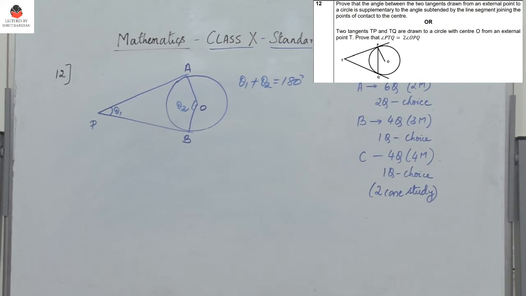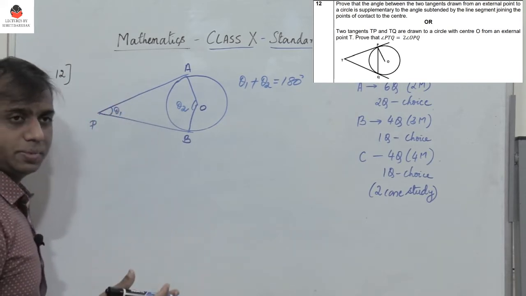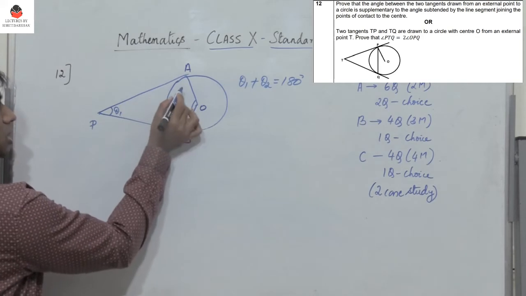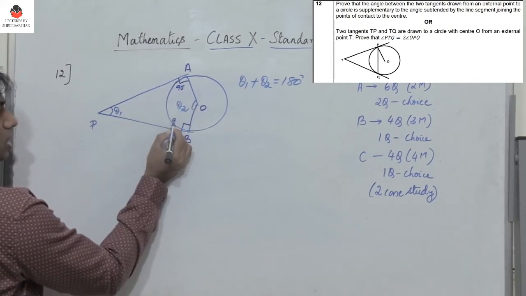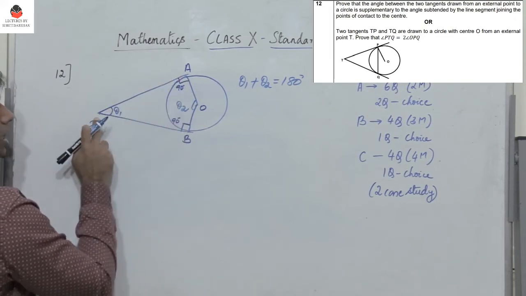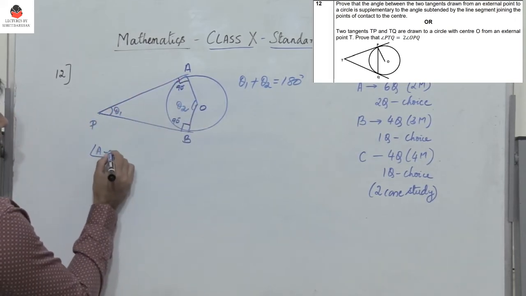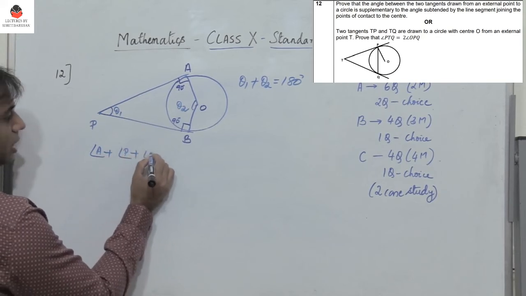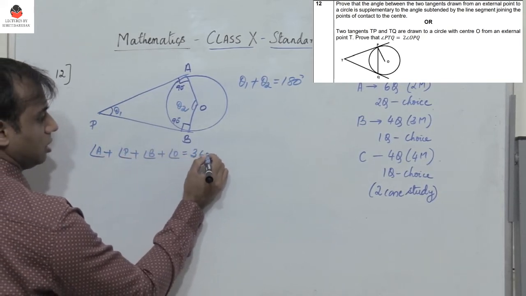Now how do I prove that? It's very easy. So this is a tangent PA. Make sure that you write the steps in the examination. A tangent and the radius are always at 90 degrees. The sum of all angles of this quadrilateral APBO is 360 degrees. So angle A plus angle P plus angle B plus angle O equals 360 degrees.